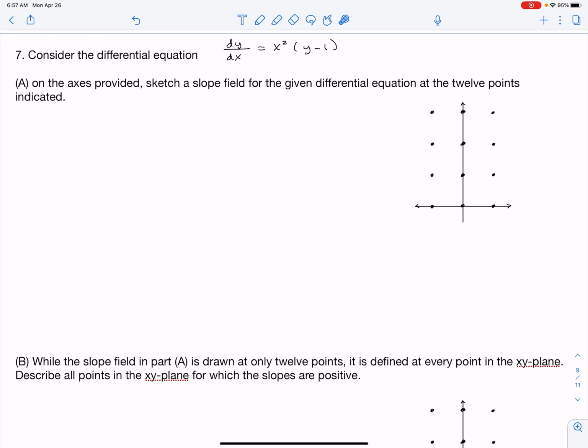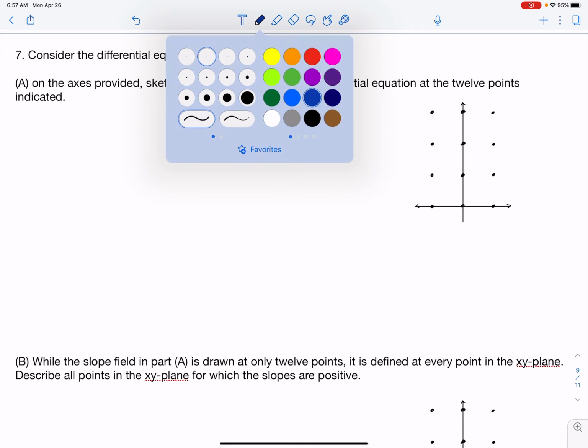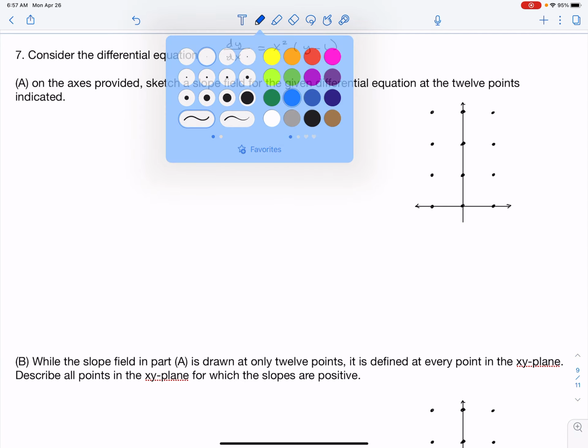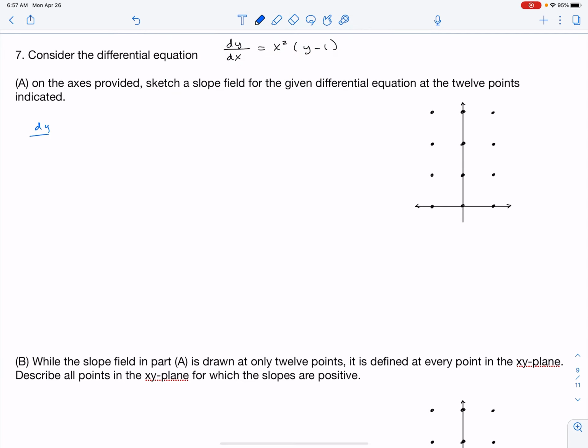The first thing they're asking us to do is to sketch a slope field. Now we have not dealt with slope fields, but they're actually very easy to do. So let's talk about that, and then we'll do this one specifically. Let's take this equation. They give us dy/dx equals x squared times (y minus 1).